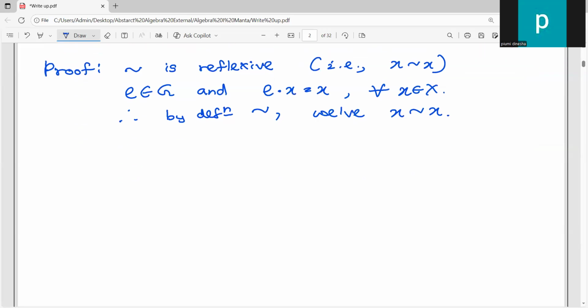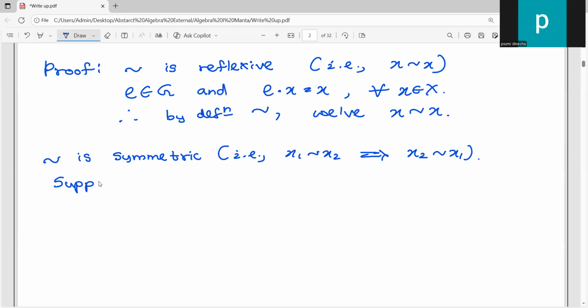Right. The other one is that tilde is symmetric. What does it mean? That means x1 tilde x2, x1 equivalent to x2, implies x2 is equivalent to x1, right? So let's suppose, first of all, x1 is equivalent to x2 under this given tilde. Suppose x1 tilde x2. Because x1 is equivalent to x2, we must have at least one element g such that gx1 is equal to x2.